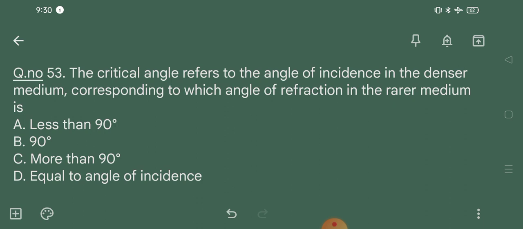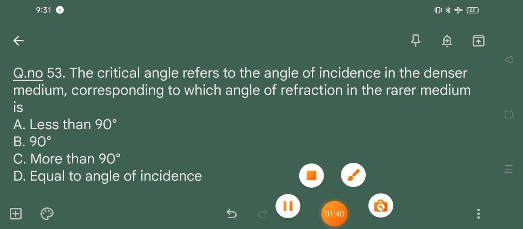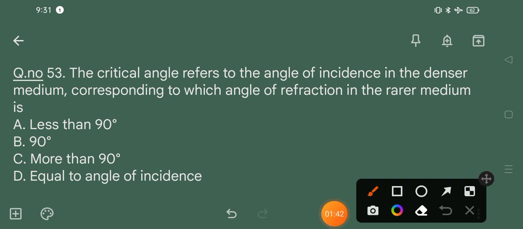Question number 53. The critical angle refers to the angle of incidence in the denser medium corresponding to which angle of refraction in the rarer medium is. Option A less than 90 degree, option B 90 degree, option C more than 90 degree, option D equal to angle of incidence. The correct option is option B, that is 90 degree.